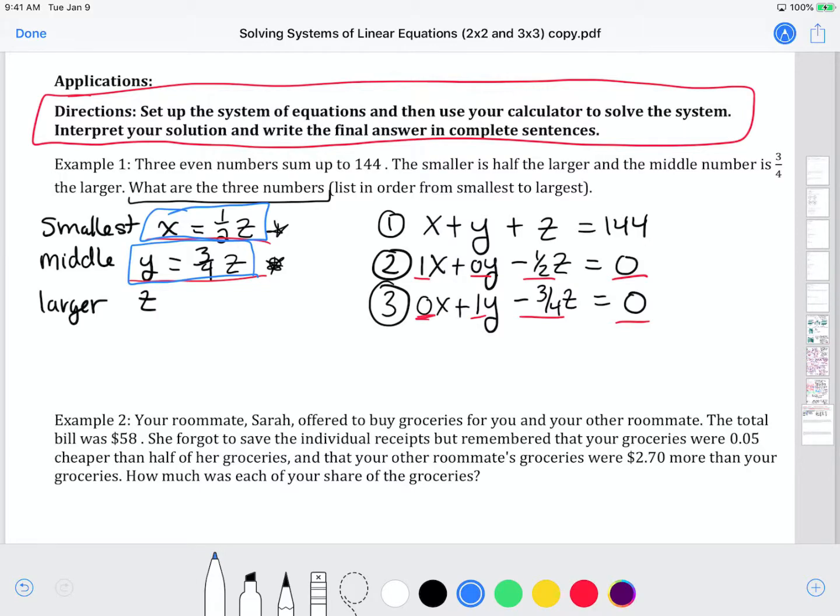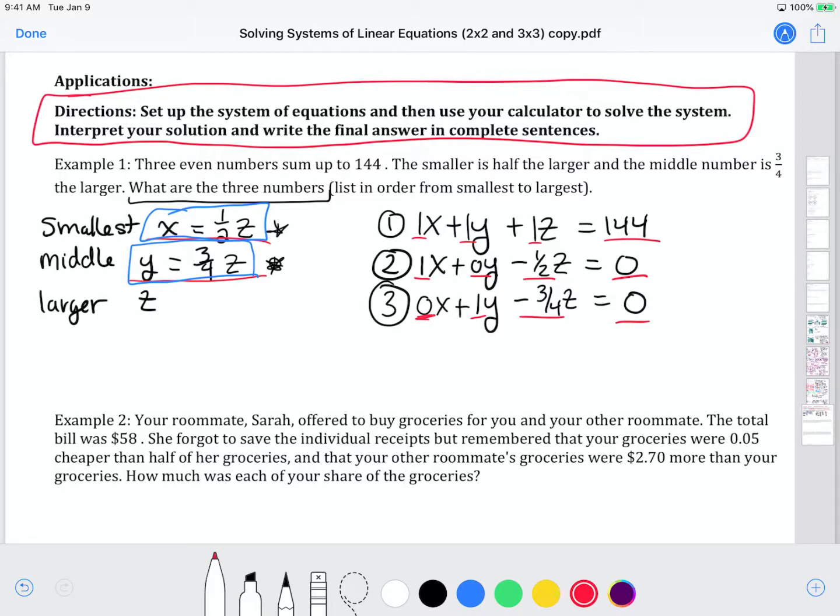Okay, so now open up your app and put in your coefficients. So make sure that your settings are correct. You want a system of 3 by 3. You want 3 equations and 3 unknowns. And when you put in your matrix, your coefficients, across the first equation, you're going to have the coefficients 1, 1, 1, 144. Then for the second equation, you'll have the coefficients 1, 0, negative a half, 0. And then for the third equation, you're going to have the coefficients 0, 1, negative 3/4, and 0.